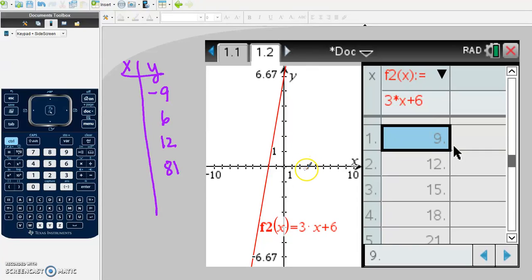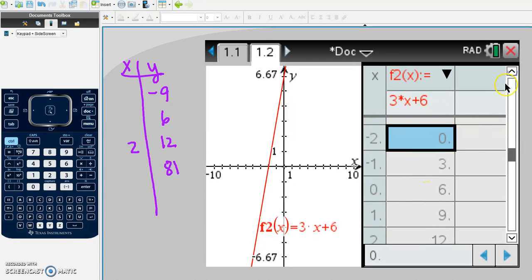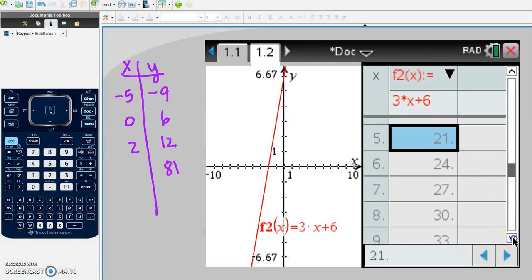So let's see what we can do. Oh, look, right away I see 12, and that's at 2. And that's all I see. Okay, so let's keep going. If I go this way, here's 6. So that means my domain value was 0. Let's keep going. Here's -9, so I have a -5. And then I need to go the other direction to get my 81.